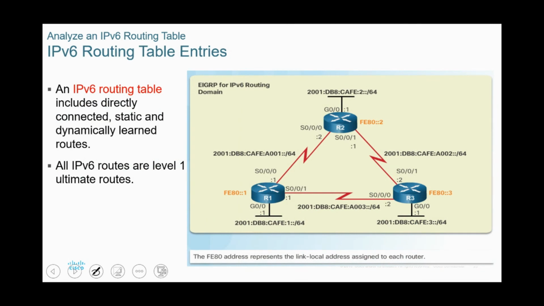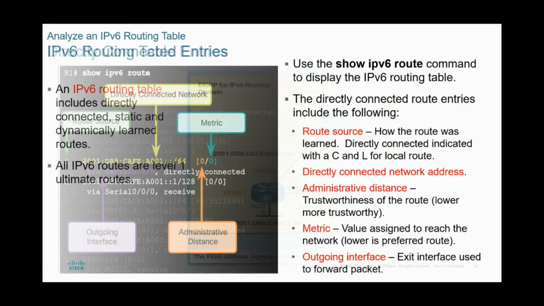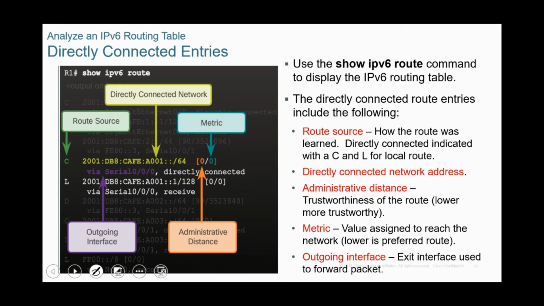So next we talk about IPv6. Okay, IPv6 routing table. The IPv6 routing table also includes the directly connected networks. You also have static and dynamically learned routes, exactly the same as IPv4. And IPv6 also will have the level 1 ultimate routes. Again, the ultimate route is the one that has the next hop IP address or the exit interface, that is your ultimate route.